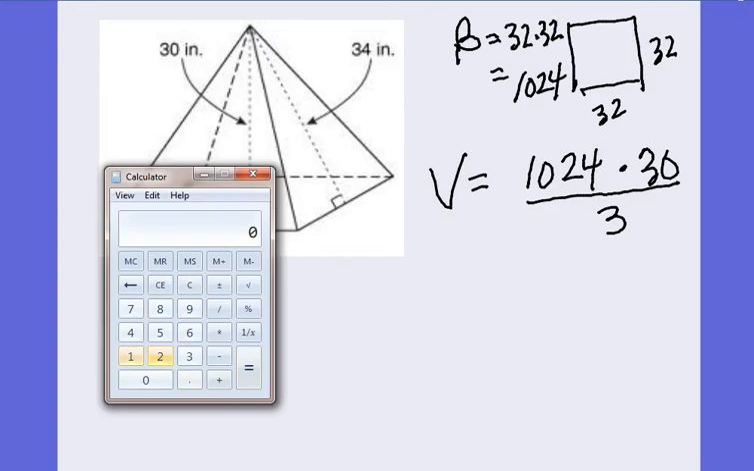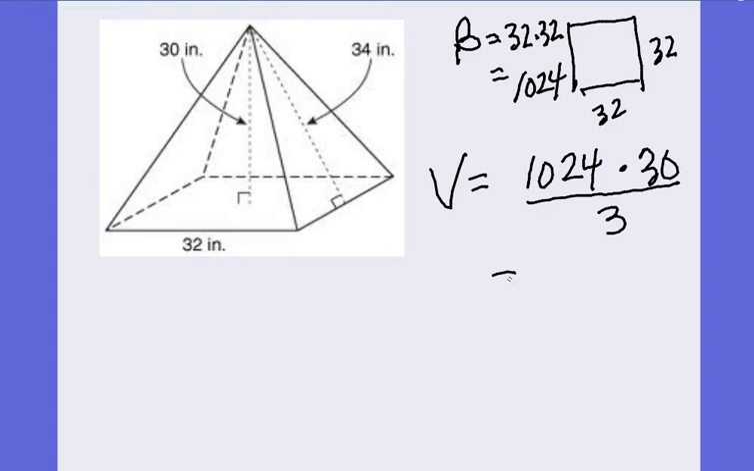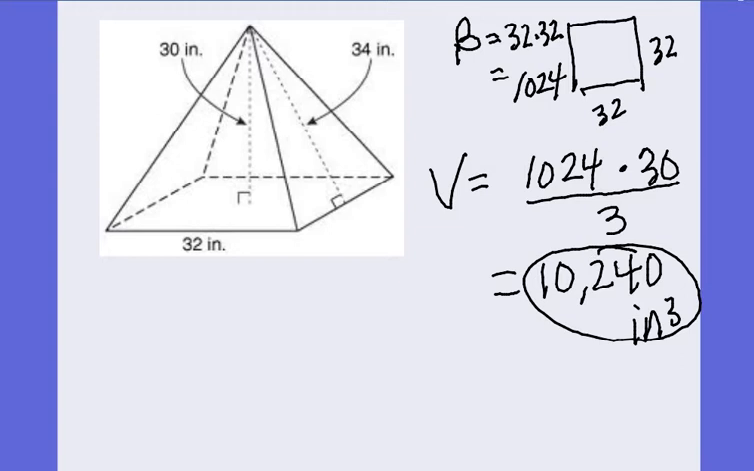So I'm going to take that 1024, multiply it by 30, then divide by 3. I get 10,240 cubic units. 10,240, and my units this time are going to be cubic inches. Here's the volume of the pyramid.